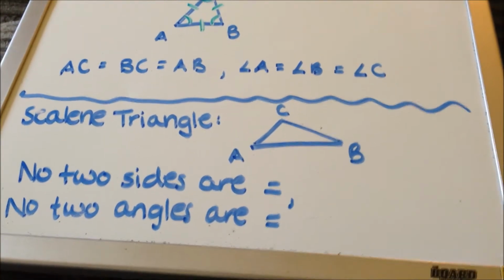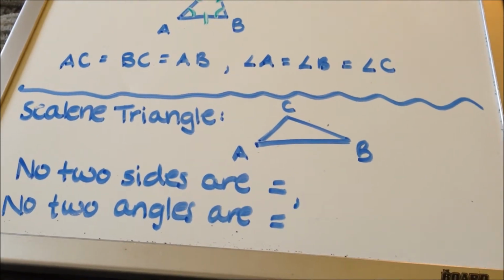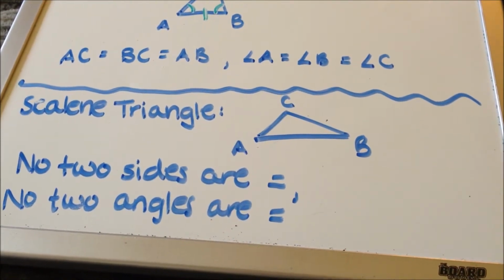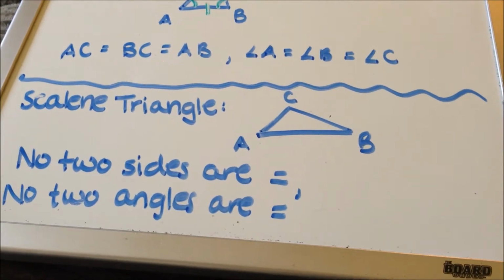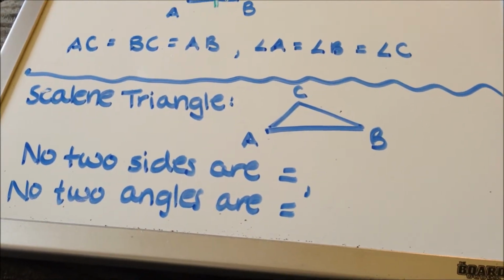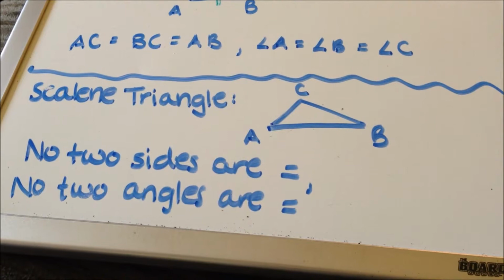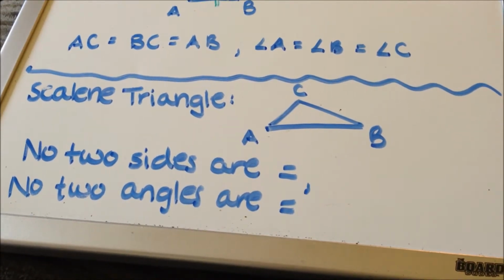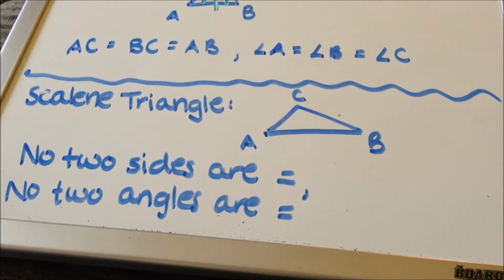And then finally, we have a scalene triangle. A scalene triangle is one in which no two sides are equal and therefore no two angles are equal. So all three sides are different from one another and all three angles are different from one another.